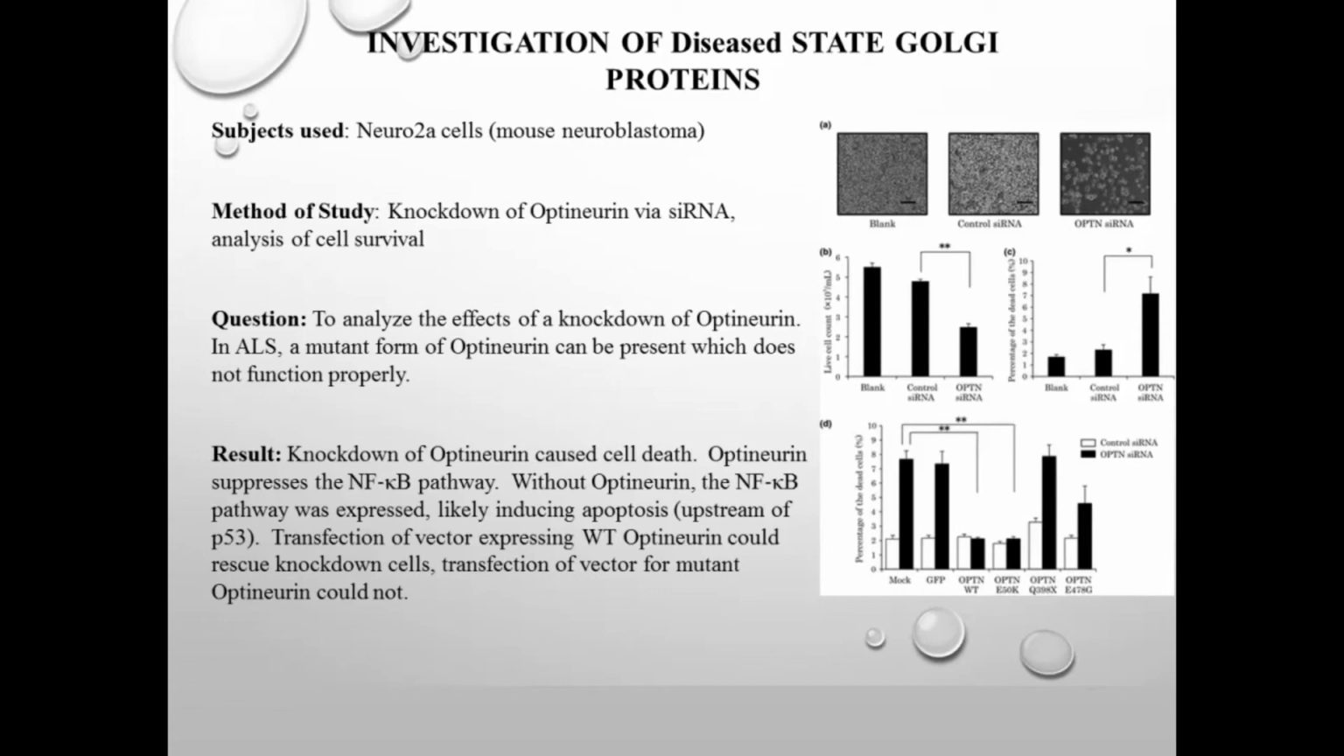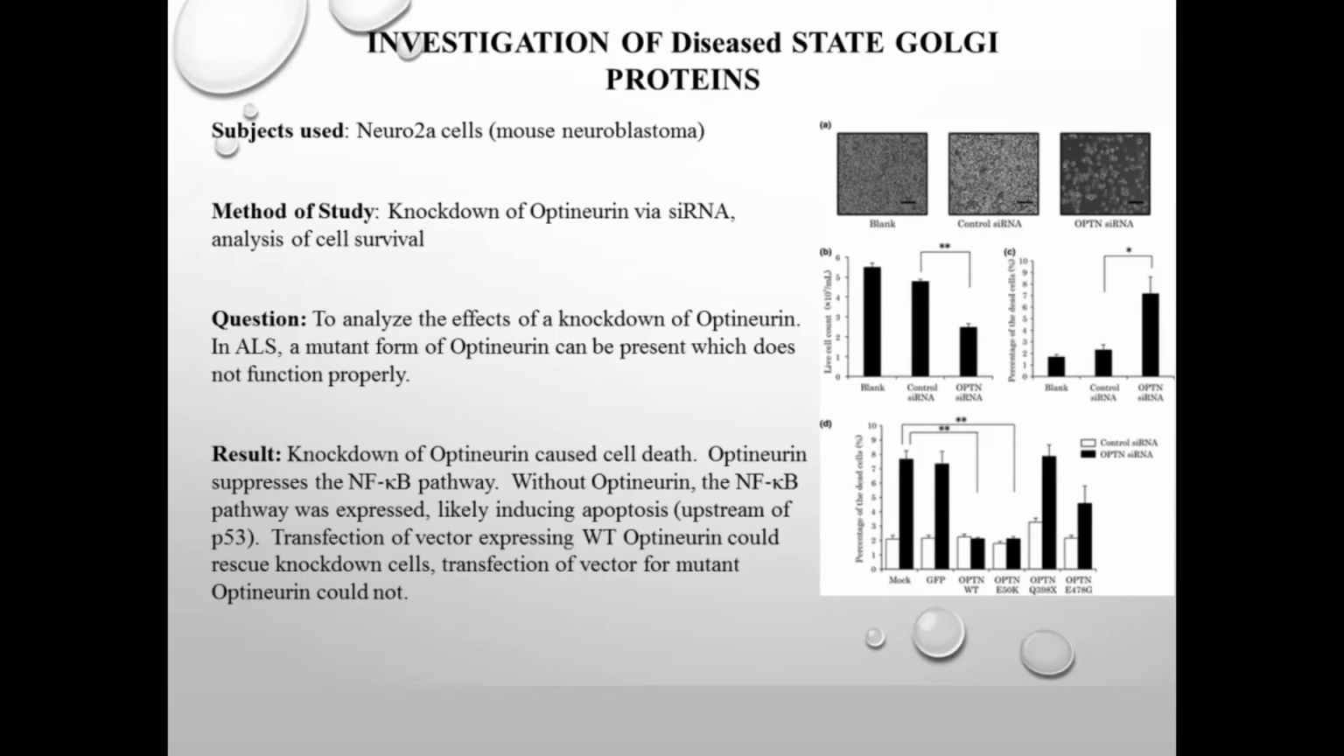You can see it in A in the figure and a little bit in the tissues, but you can see it pretty clearly in B and C, where when you have the OPTN, which is the optineurin, interfering RNA, you're having very decreased live cell count and increased dead cell count. So interference with this was causing the cells to die. And they believe this was because optineurin suppresses the NFKB pathway. So without it, that pathway is expressed. And there are factors in that pathway that can induce apoptosis.